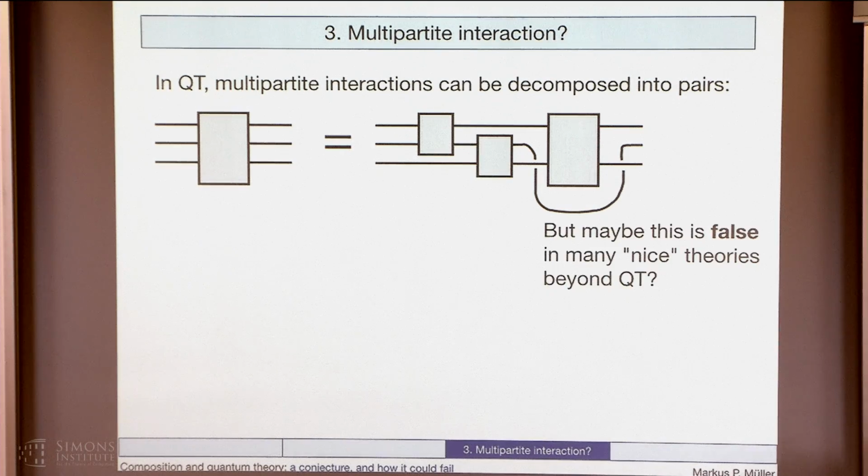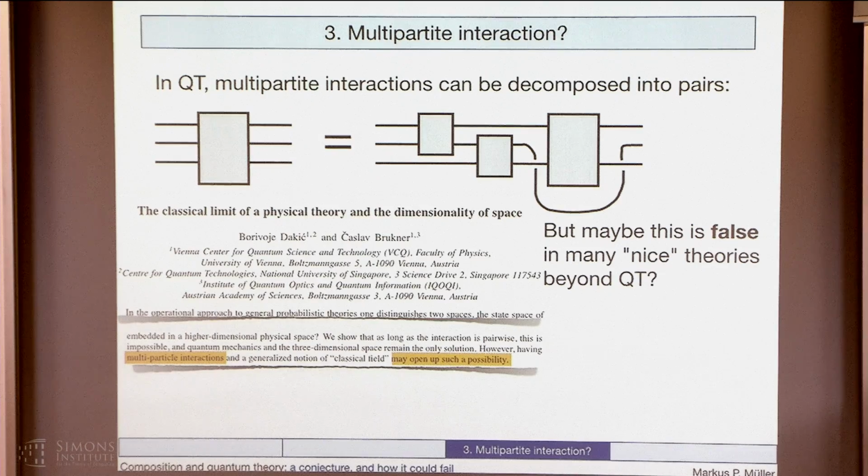But you may ask, well, maybe this is just not true in many other interesting theories that are out there. And indeed, Czeslaw Bruckner and Borivoj Dakic had this interesting paper where they conjectured that if we go beyond pairs, but say to 3 or 4 systems, then we get theories beyond quantum theory, which satisfy local tomography and reversibility, but do not satisfy this circuit property here.